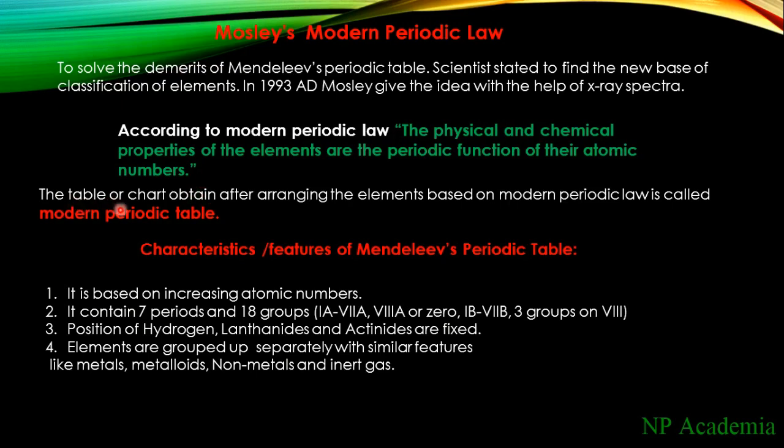The table or chart obtained after arranging the elements based on the modern periodic law is called the modern periodic table.